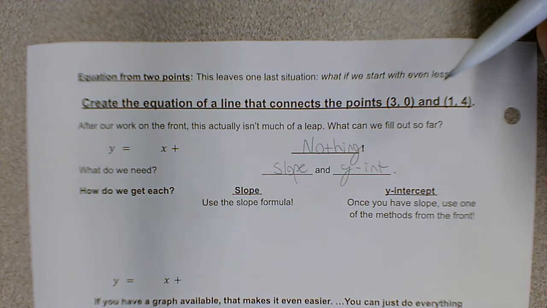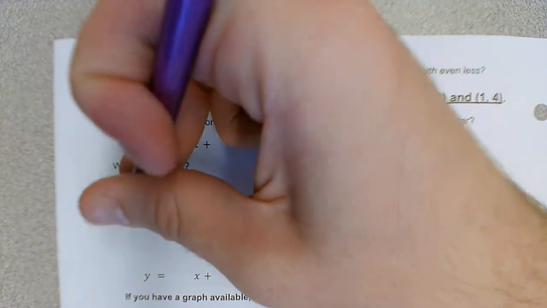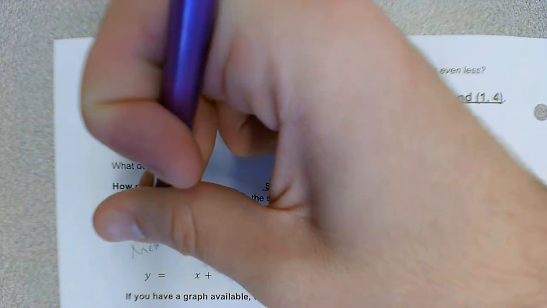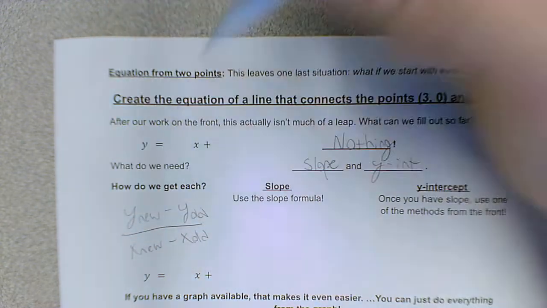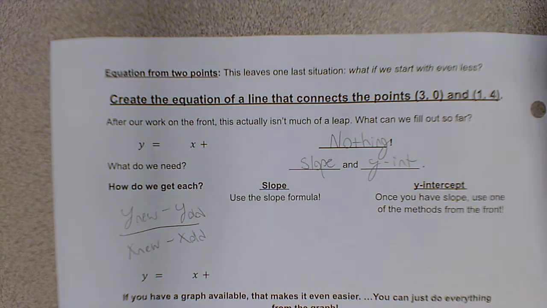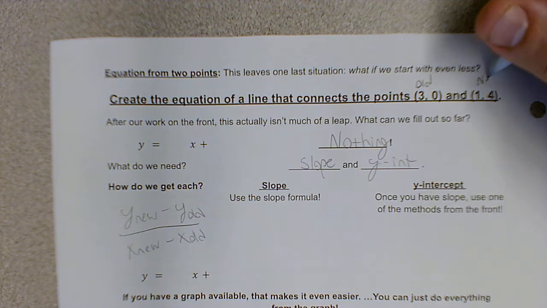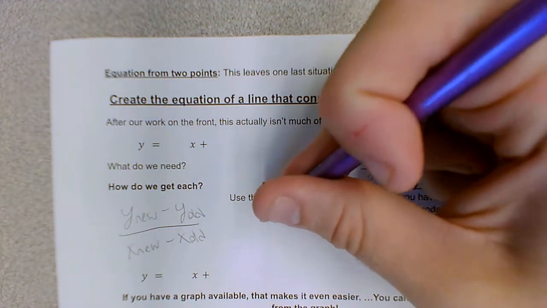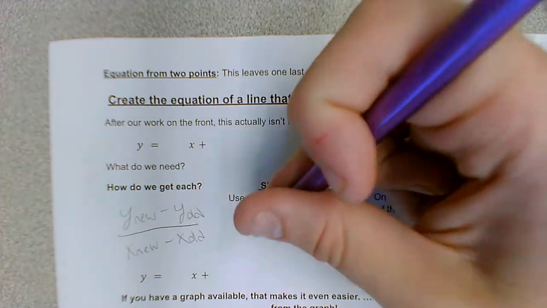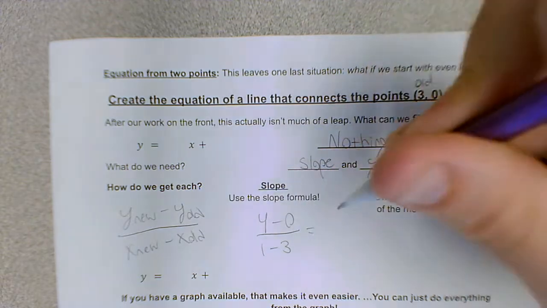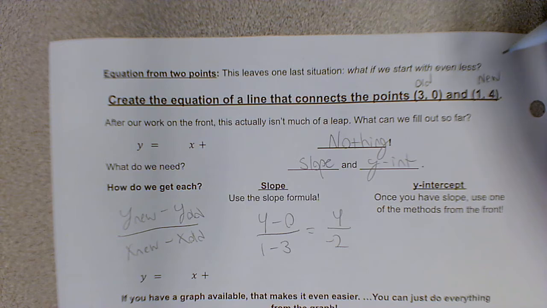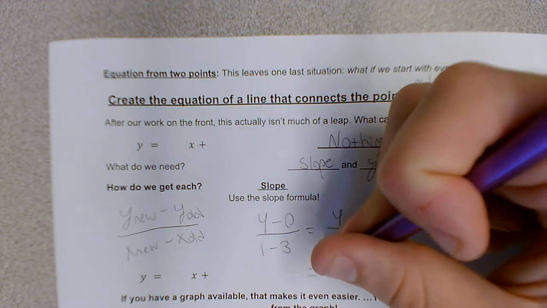Okay, well, slope is easy. We go ahead and use the slope formula. So y new minus y old over x new minus x old. Okay, so we take that formula and we plug in our 2 points. So we have old and we have new. I'm going to plug in 4 minus 0 over 1 minus 3. So that's going to be 4 on top, negative 2 on the bottom. Ultimately, this will be a slope of negative 2.